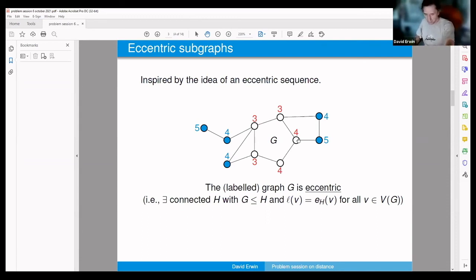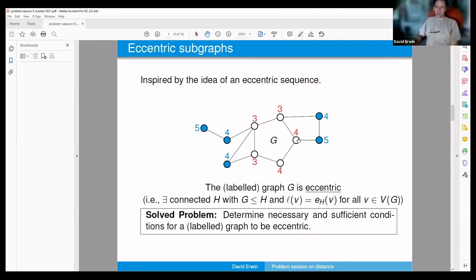Now, the obvious problem here is to determine necessary and sufficient conditions for a labeled graph to be eccentric. And I'm happy to tell you that problem has been solved. But bear with me. I'm mentioning that because I'm getting to a related problem which hasn't been solved yet. The reason this related problem hasn't yet been solved relates to the way in which we solved this problem. So let me talk about necessary and sufficient conditions for an arbitrary labeled graph to be eccentric.